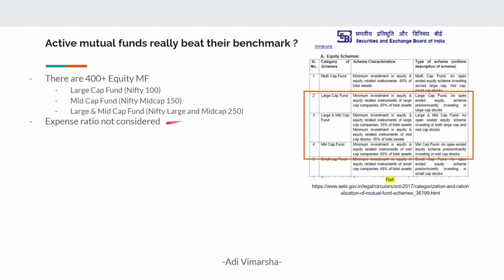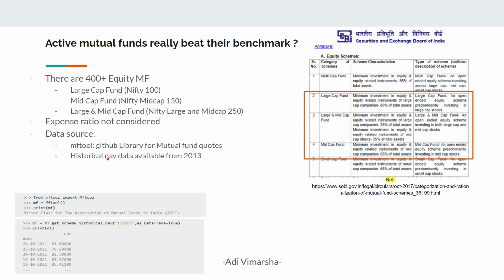So in our analysis, we have not considered the expense ratio of all the actively managed mutual funds. And the data source that we have used is we have taken the NAV value from MF tools. This is a GitHub library for mutual fund codes. It is a very good resource to get historical NAV, and for mostly all mutual funds NAV is available from 2013. You can see from this picture, just by writing 2-3 lines of code, you can get all the historical NAV values from 2013. One point to note here is mutual funds are denoted by these 6-digit codes, and they have also provided the list in which for each of these codes their mutual fund names, their AMCs and their subcategories are listed.